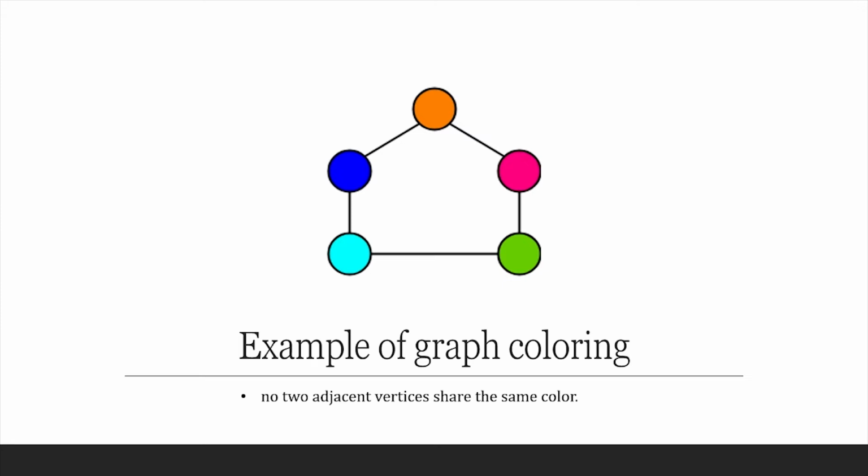It has 5 vertices with different colors. It assures that there exists no edge in the graph whose end vertices are colored with the same color, meaning all the adjacent vertices do not share the same color. The rule to create a graph coloring is that no two adjacent vertices share the same color.